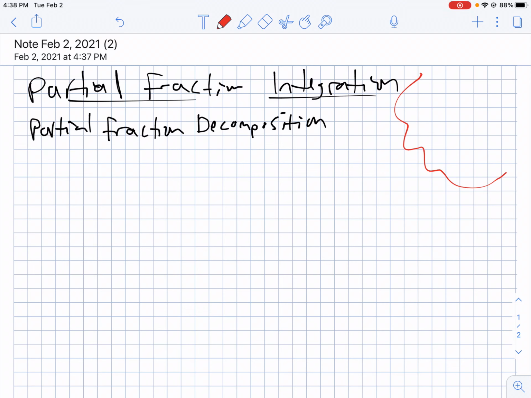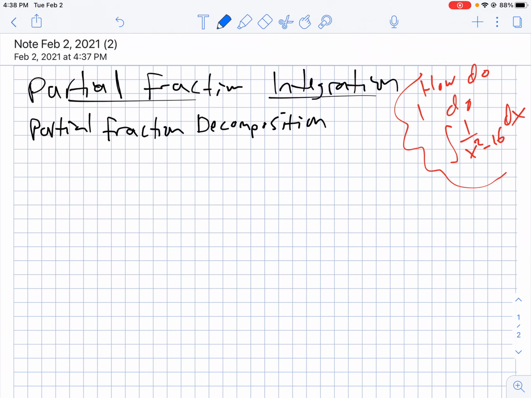So what we're going to do in this video is talk about partial fraction integration. This helps us with a question for integrals that look like this. How do I do the integral of 1 over x squared minus 16? A fraction like this, how would you integrate it? That's what partial fraction integration is going to help us solve.